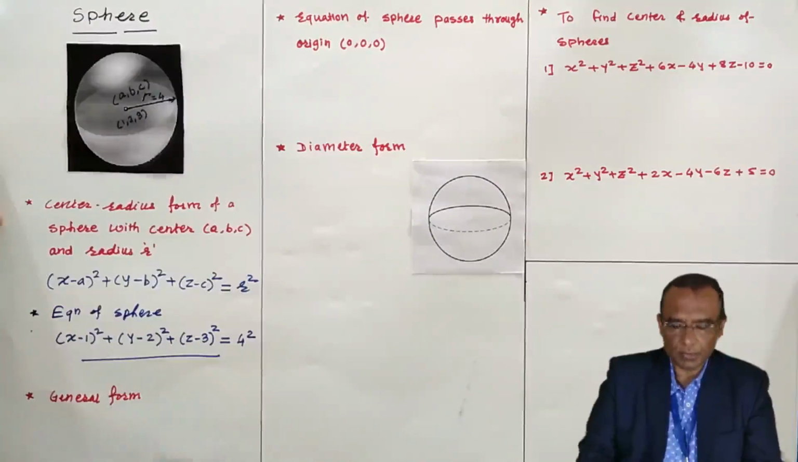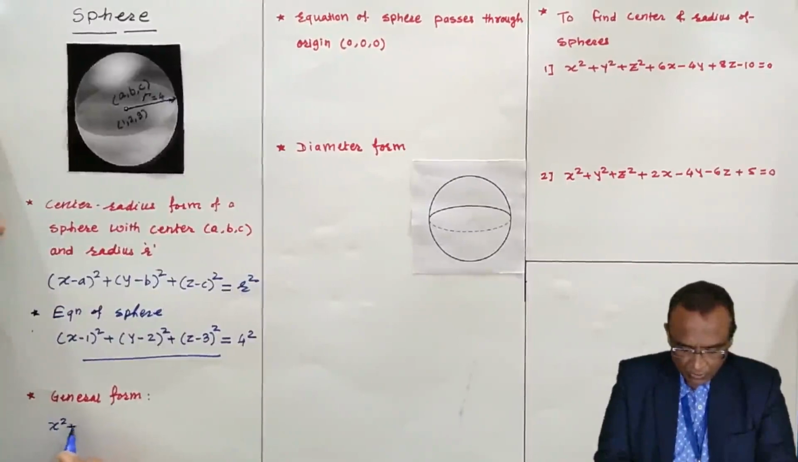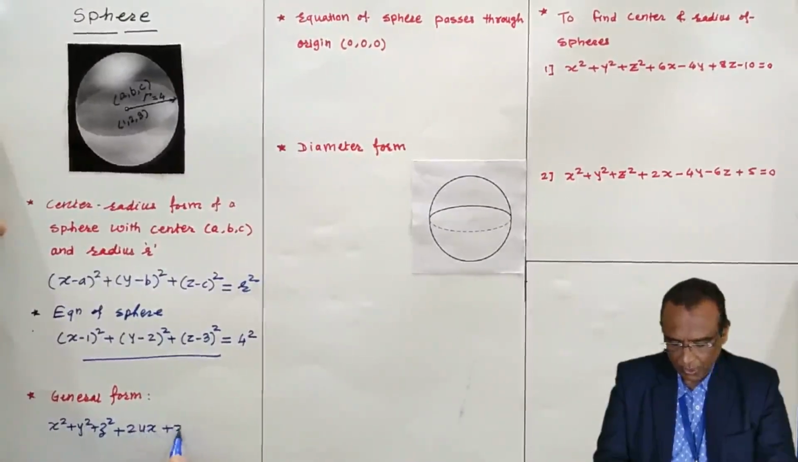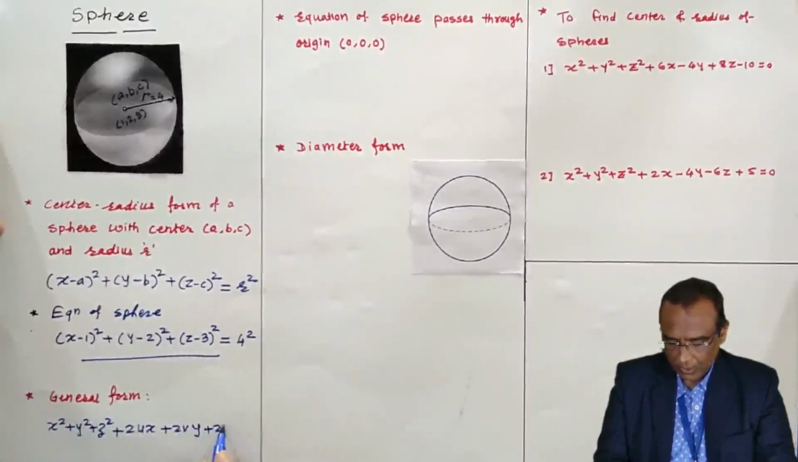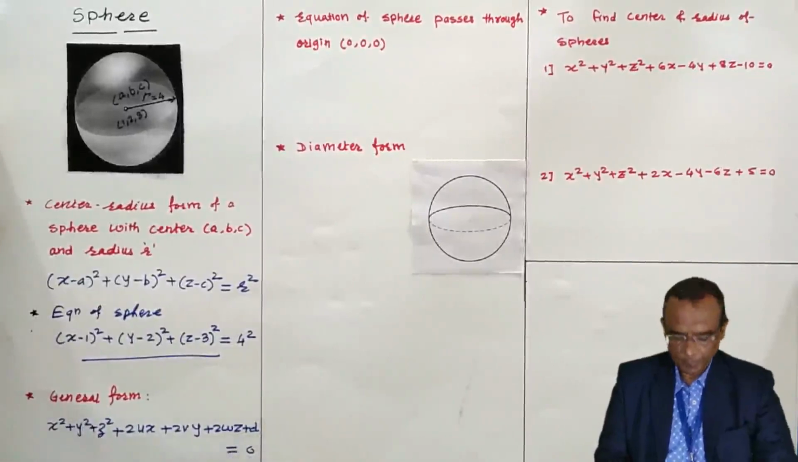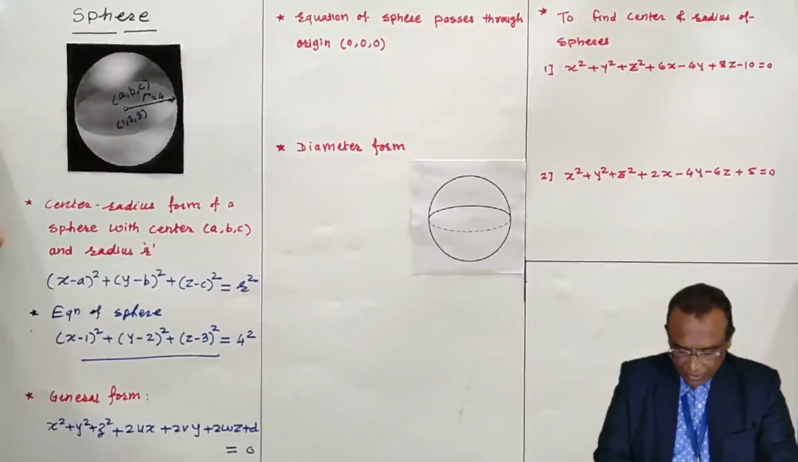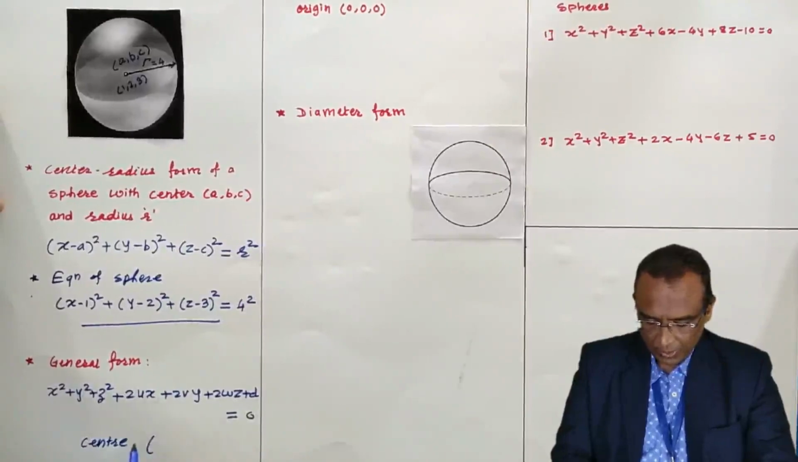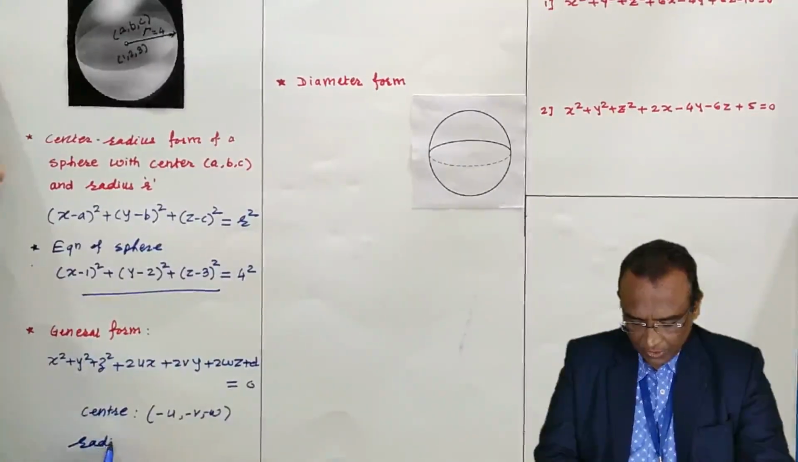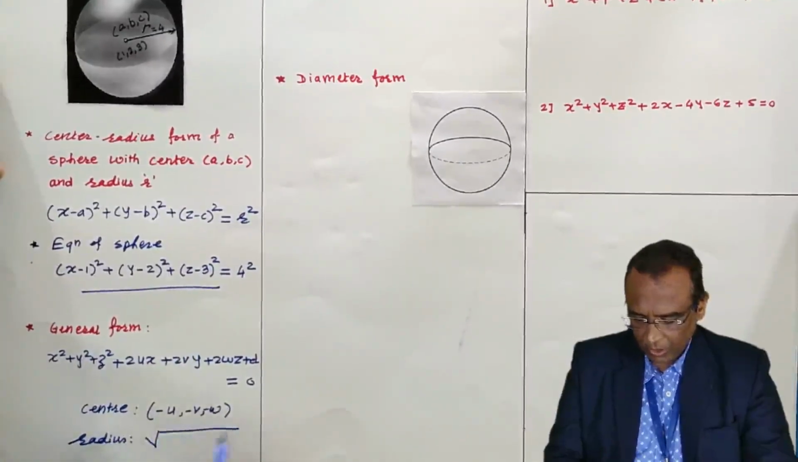Now the general form of the sphere: x squared plus y squared plus z squared plus 2ux plus 2vy plus 2wz plus d equals 0. This is the general form of the sphere, and here the center of the sphere you can easily find from it, that is (minus u, minus v, minus w), and the radius of the sphere you can find using the formula square root of u squared plus v squared plus w squared minus d.